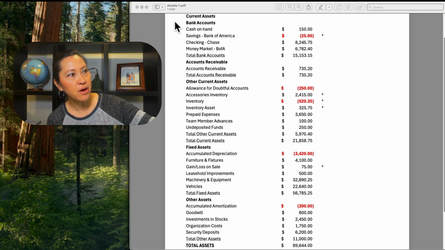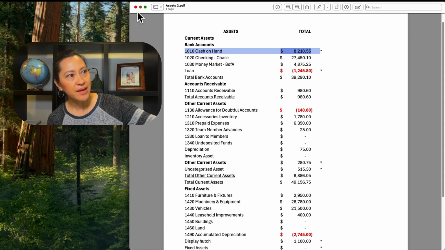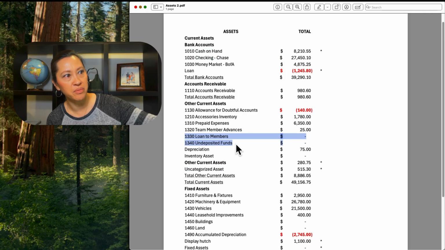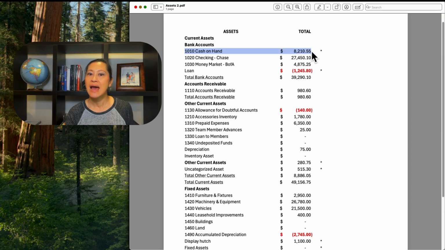Now I want to show you a few more examples. Some accounts have numbers, and some don't. For instance, 1330 and 1340 are numbered, but these ones over here don't have any at all. I suggest you fix that. Cash on hand is showing $8,210.55. I highly doubt my client actually has over $8,000 sitting in a drawer at their store, so I immediately know I need to investigate.